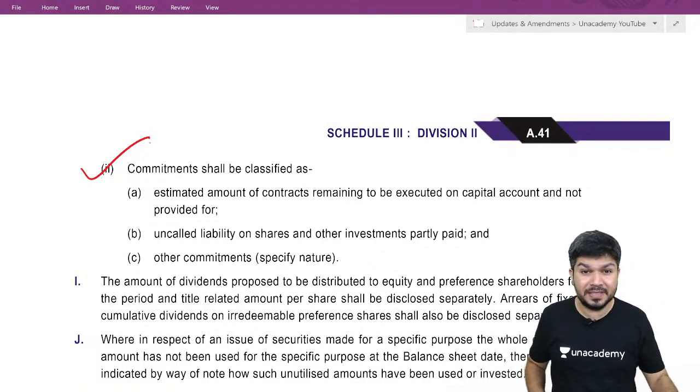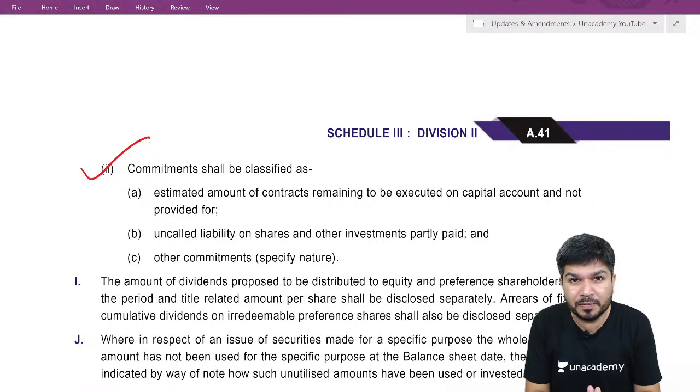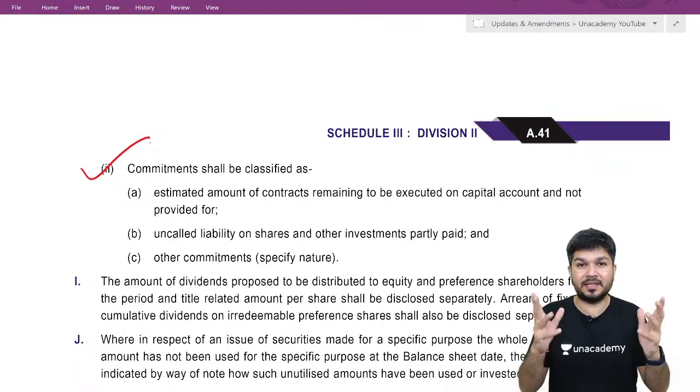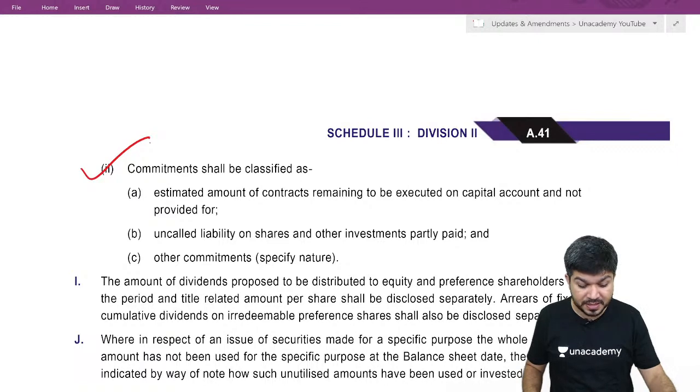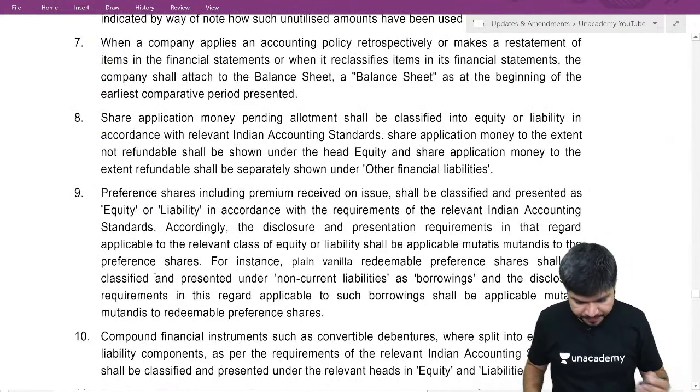Next, dividend. Proposed dividend, we don't make an entry. But the amount of proposed dividend, the total and the per share proposed dividend, is to be disclosed in notes to accounts.